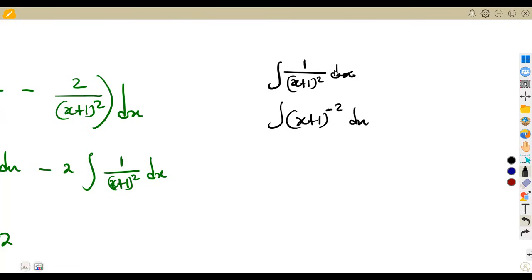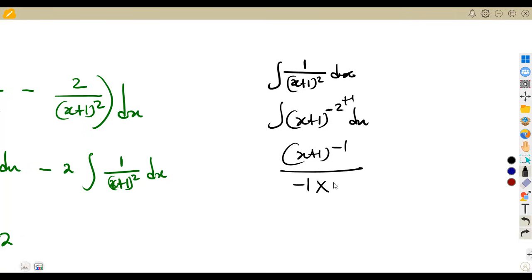Remember from our integrals, we said if there is a bracket like this, you integrate the bracket as it is. So it's going to be x plus 1, and you add 1 to the exponent. If we add 1, it's going to be negative 1, over the new exponent, which is negative 1, and you have to multiply by the derivative of this linear expression.